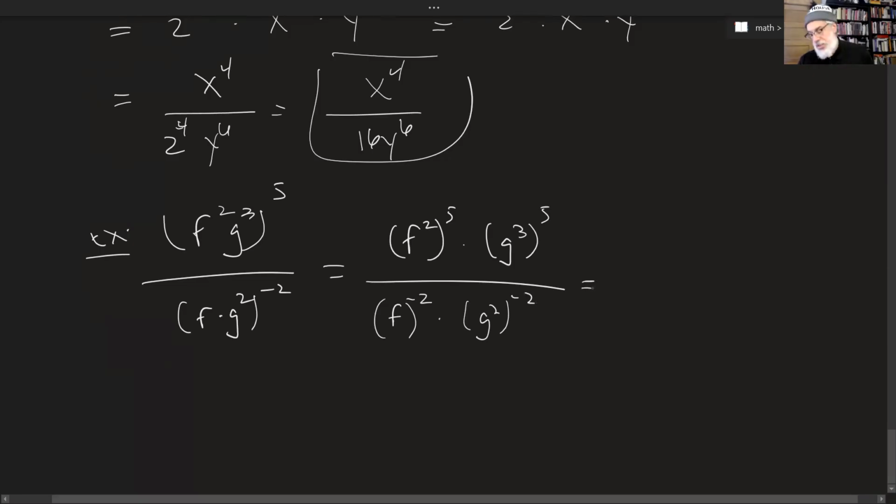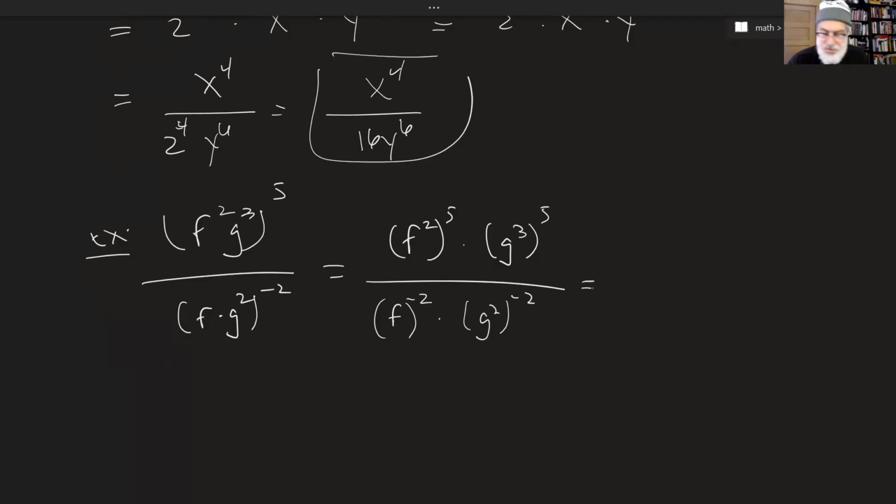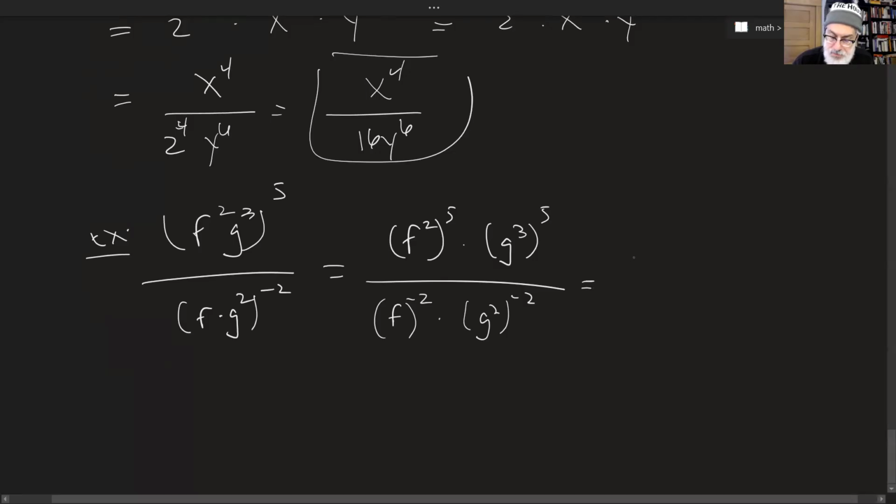And again, once you get a little bit quicker at this stuff, a lot of these steps in between can go away and make your life a little bit easier. So now I'm multiplying them. So 2 times 5, that's the rule. 3 times 5, f negative 2, and then g negative 4.